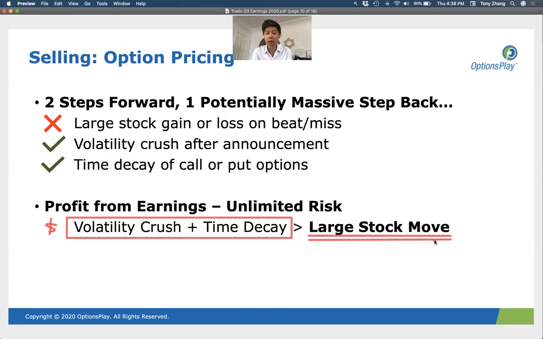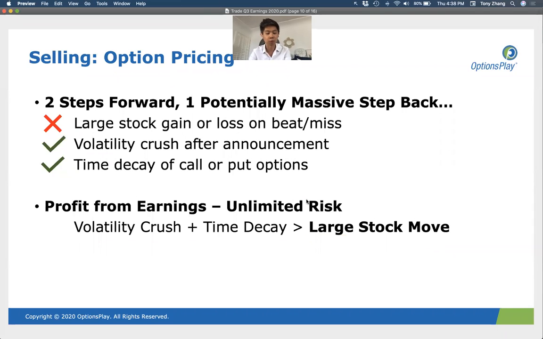But if the trade goes in your favor, then you really have three things working in your favor. And this is part of why I think some investors prefer selling options going into earnings. And what we're going to talk about is, how can you sell options going into earnings but not take on unlimited risk using strategies like a credit spread or any type of limited risk selling strategies?